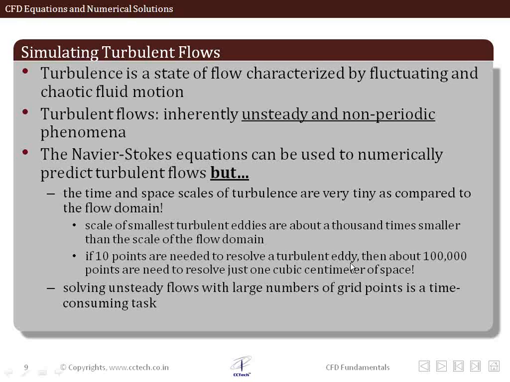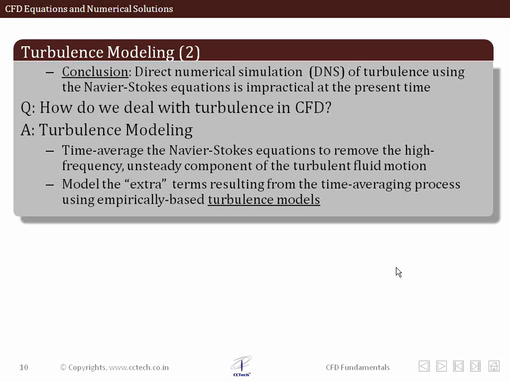If this is the condition with which we are going on, then we need something like 100,000, or 0.1 million points, to resolve just 1 cubic centimeter of space, and that's quite impossible if we are trying to analyze real industrial problems like boilers or process vessels, pressure vessels. It's quite a daunting task. So there are other approaches. We have something called turbulence modeling, which involves some time averaging of the Navier-Stokes equations.